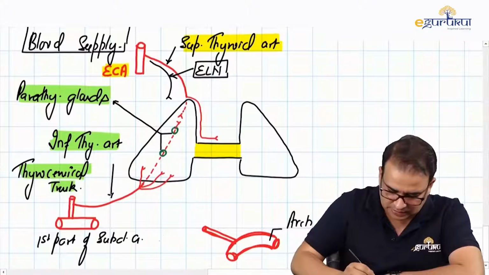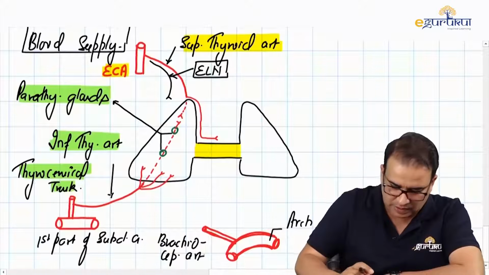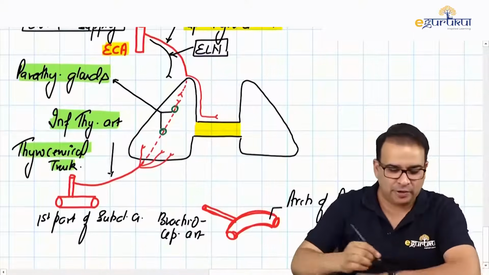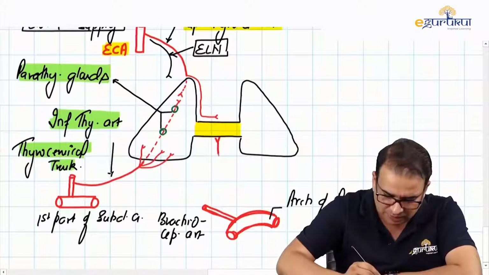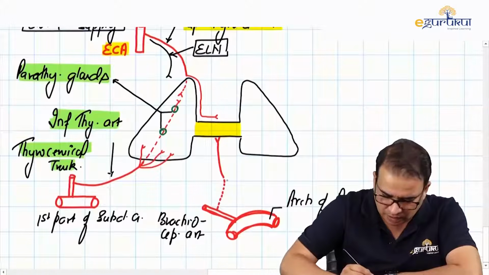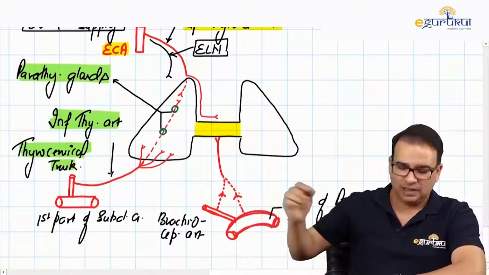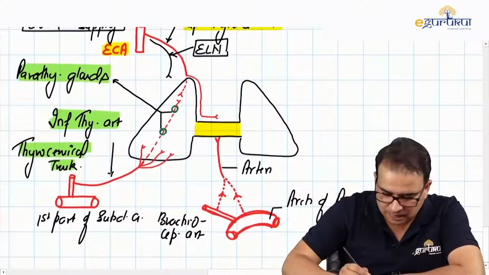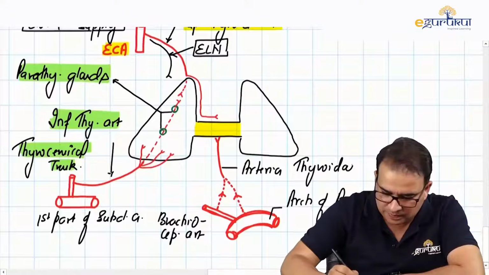Arch of aorta, and this is the brachiocephalic artery. So the artery which is going to the lower part of this isthmus, or lower border of the isthmus, is called the thyroidea ima. That artery is not always present, but if it is present, it may be coming from the brachiocephalic artery, or directly from the arch of aorta. So anything is possible, either from the arch of aorta or from the brachiocephalic artery. That artery is called the arteria thyroidea ima.